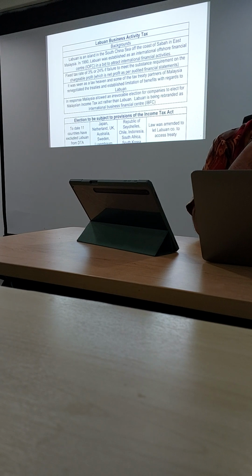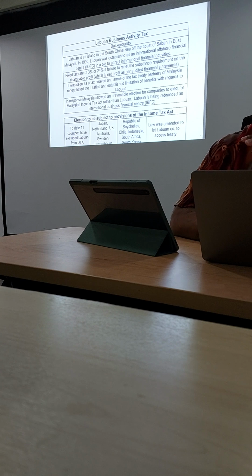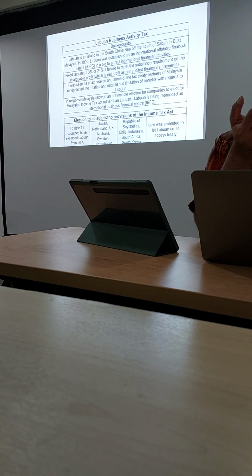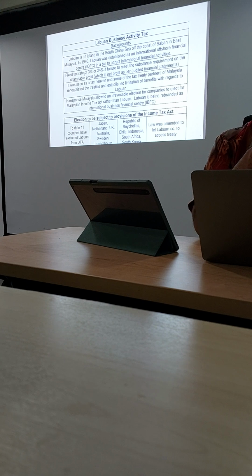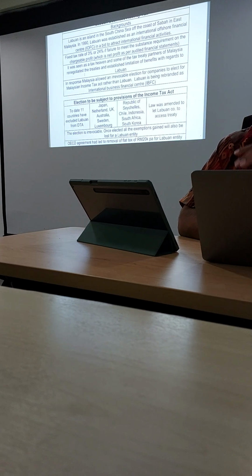Alright? So, when Labuan was set up, a lot of people got upset with Malaysia, and they changed the law, or they changed the double tax agreement. They excluded Labuan. If they say you are a Labuan Malaysian company and you are claiming the Labuan tax benefit, you are not eligible for double tax agreements. So that's when the government of Malaysia came up with a rule that says you have a choice. So remember, notice that it's fixed rate 3% or 24% if you fail to meet the substance requirements. Okay, so that's tax requirements. It was seen as a tax haven. Some tax treaty partners didn't like it. They re-established their rules with Malaysia.